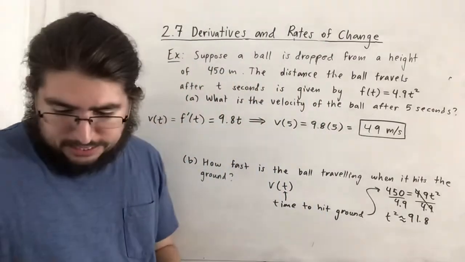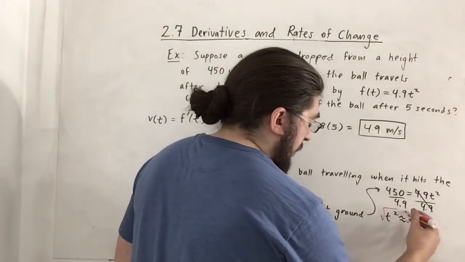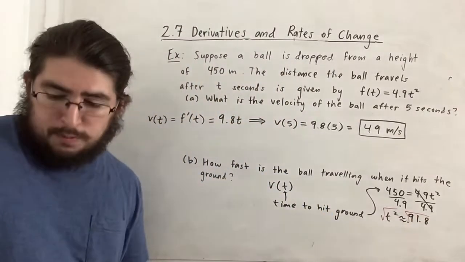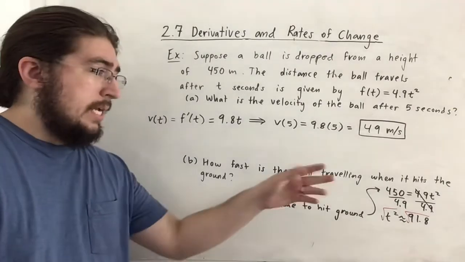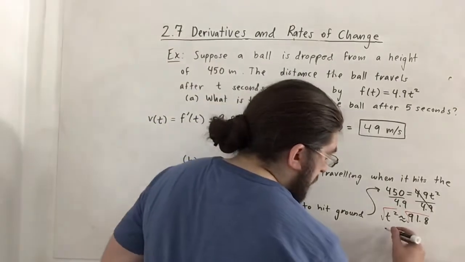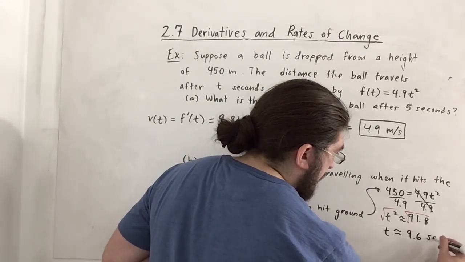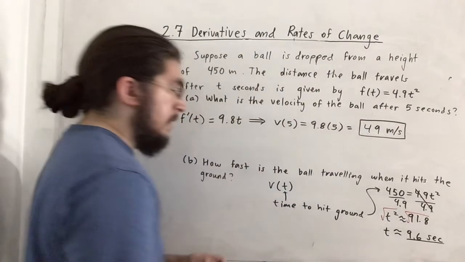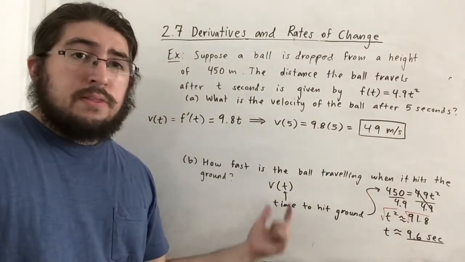And now finally, to get t by itself, we're going to square root both sides to get rid of that square. And technically, when you square root both sides, you need a plus or minus. But since time here is a positive value, we'll only take the positive root. And we'll actually get that t is equal to about 9.6. And that's in seconds. Okay, good. So we actually found the time it takes for this thing to hit the ground.